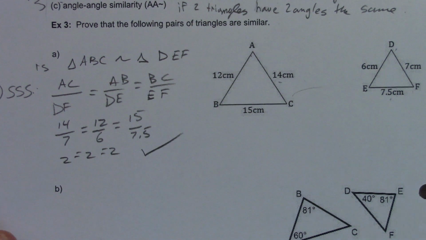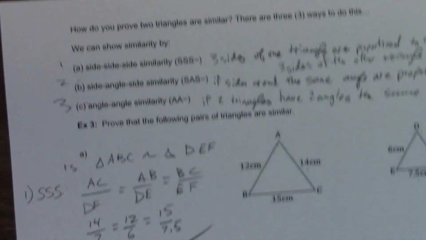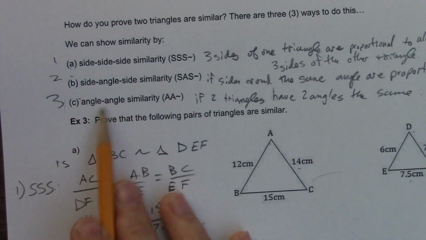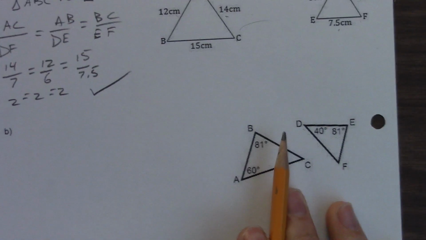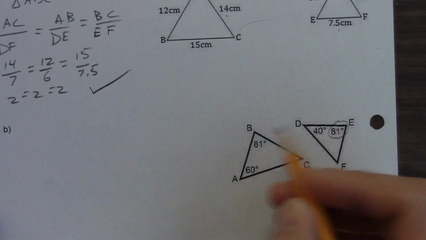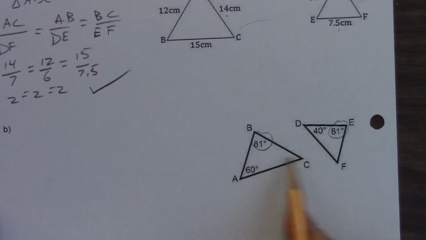All right, B. Now we have no sides. So which one do you think we're going to use? Yeah, AA, angle similarity. So if two triangles have two angles the same, they are similar. Look at these angles. We have one that's the same, 81 and 81. We don't know about this angle. We've got to find it out.